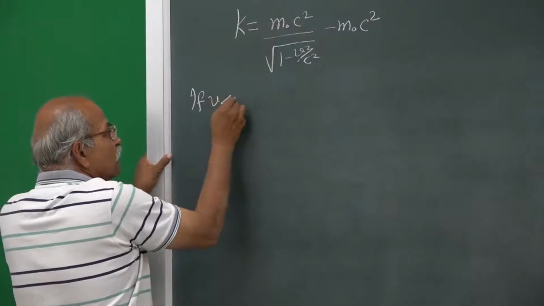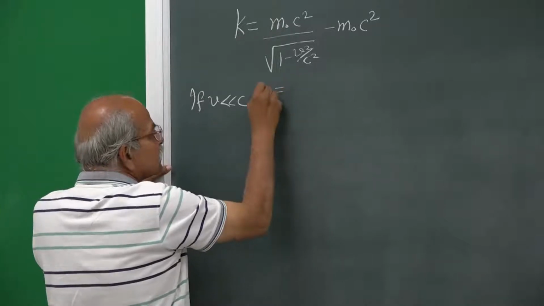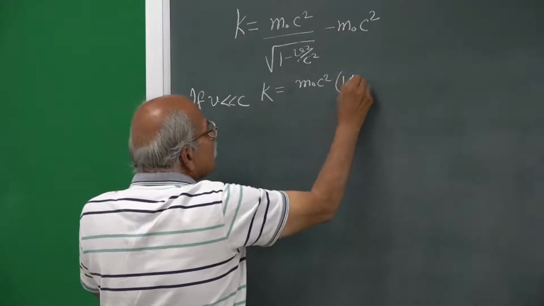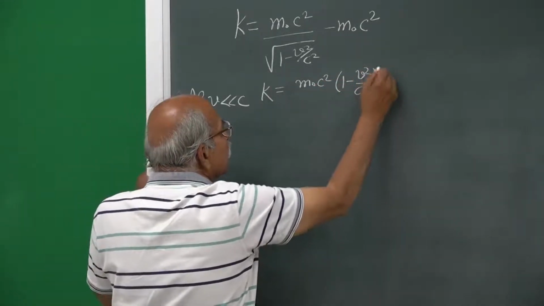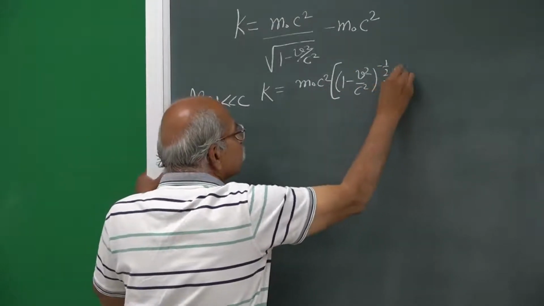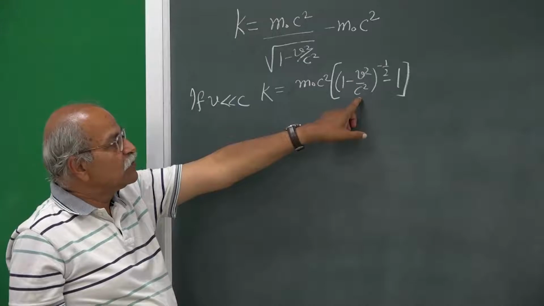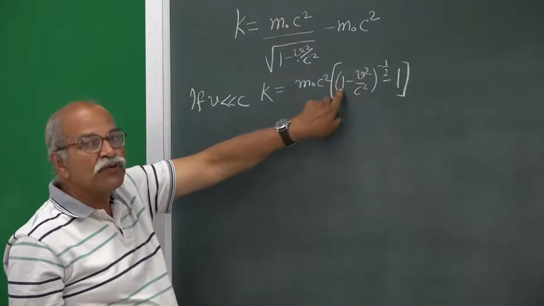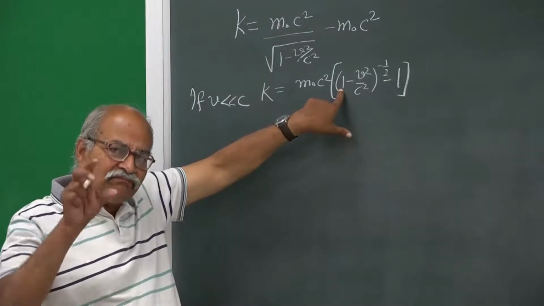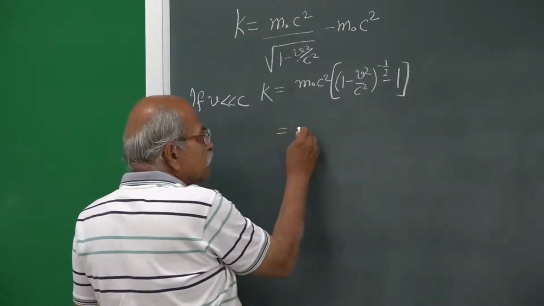If v is very small as compared to c, then you can write this kinetic energy as m naught c square times the quantity 1 minus v square by c square to the power minus half, minus 1. Since v is very small as compared to c, this quantity is small as compared to 1, and I can use the binomial theorem and retain the first non-zero term. Remember that minus 1 is there. So, this is m naught c square.